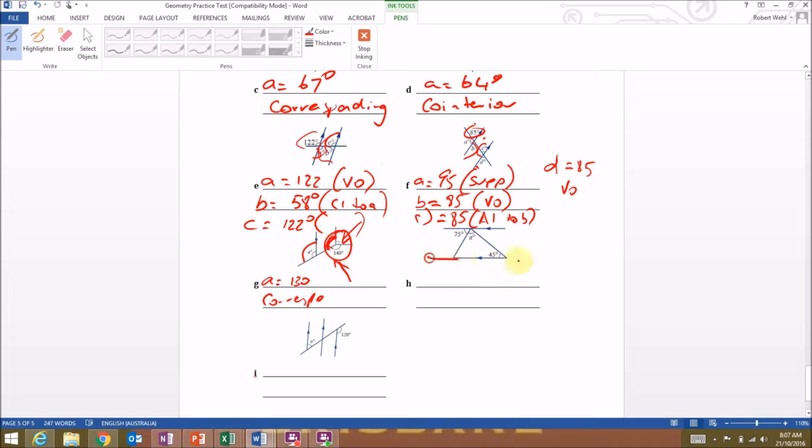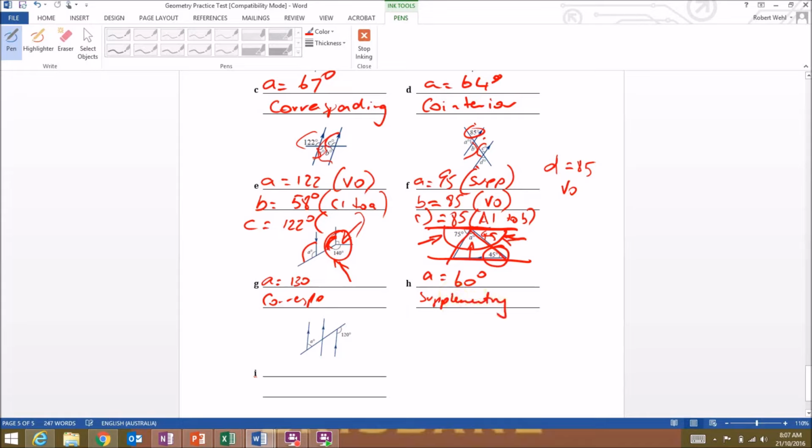This one here, you have two parallel lines and you have two transversals. Okay, so we need to find out angle A. And the way that we find out angle A is that we know that this angle and this angle are alternate, so that means that this equals 45 degrees. This is a straight line, so if we take this one and this one away from 180, we'll be left with A.